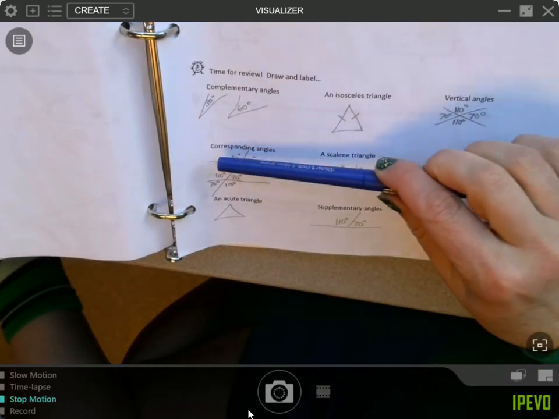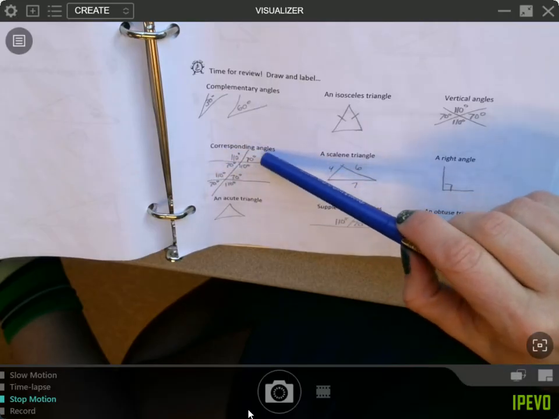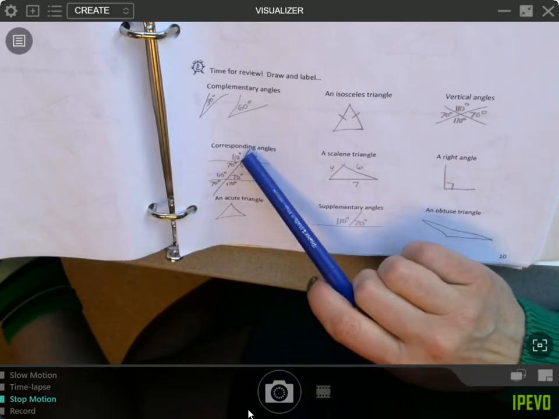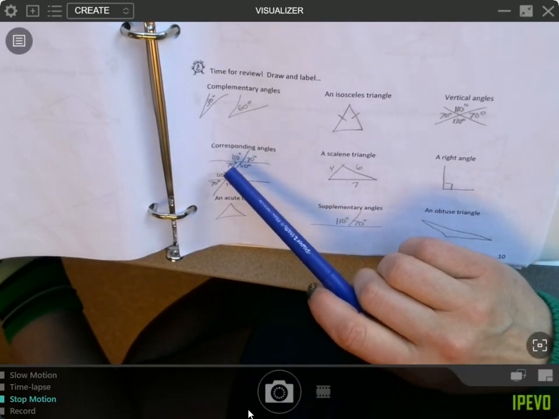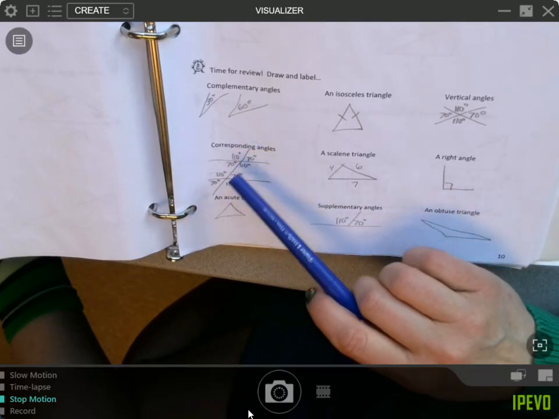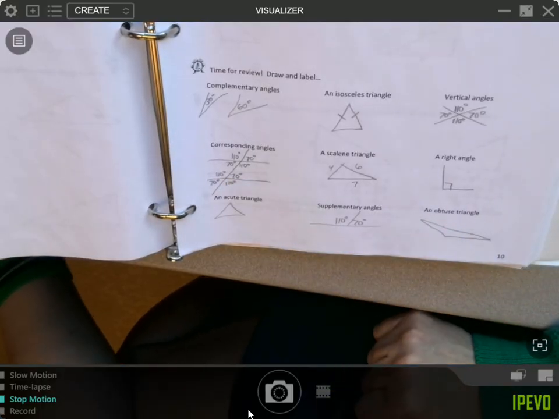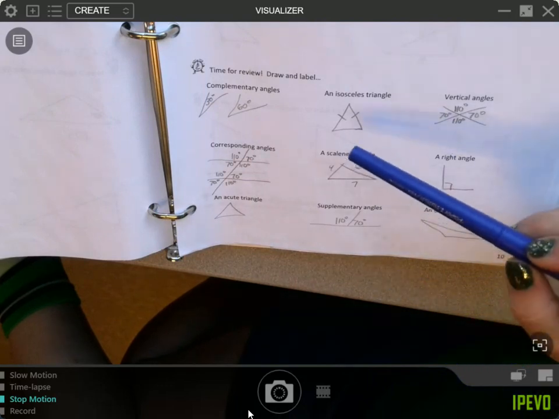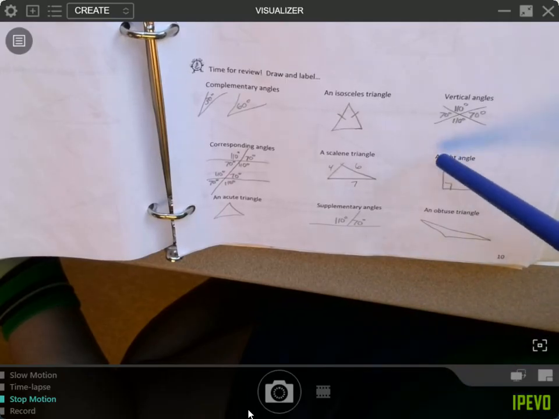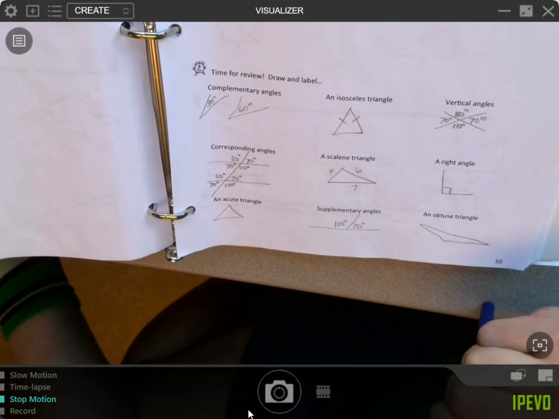Corresponding angles. What you have in the top line needs to be identical to the bottom line. Keeping in mind this, it should look like vertical angles where they are congruent. They are equal to 180 degrees if they're supplementary. And you should be able to pick one line up and place it directly on top of the other line, and the measurements are in the same place. A scalene triangle, you needed to have labeled all sides a different measurement. A right angle should have that square in the middle and look like it is 90 degrees.